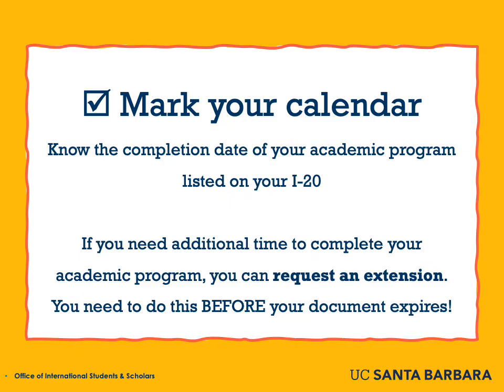So mark your calendar so that you know the completion date of your academic program that's listed on your I-20. Perhaps they gave you 4 years for a full undergraduate degree. You may have gotten just 2 years if you're a transfer student. But if you're going to need additional time, request an extension. You can request the extension at any time, but you need to do it before your document expires. Once it's expired, it's not an extension.